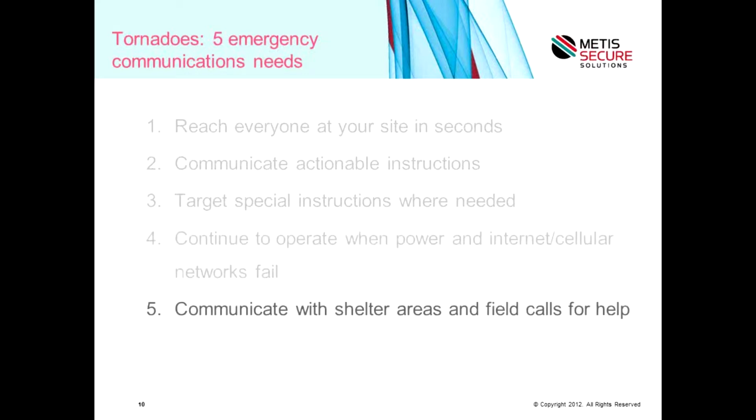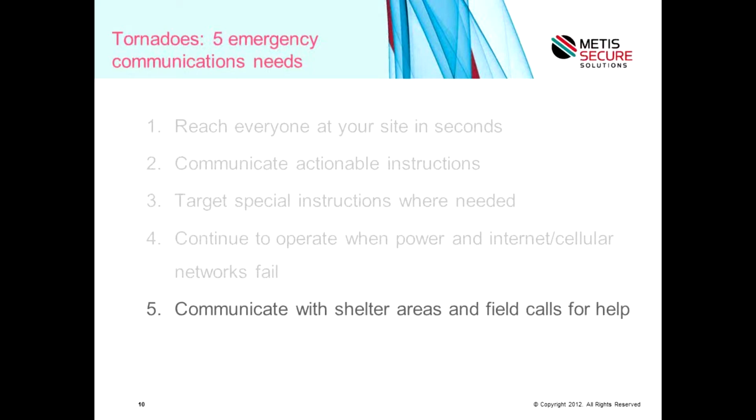A fifth emergency communications need is two-way communications with shelter areas and individuals in need, both during an emergency incident and afterwards. During a tornado warning, emergency managers typically need to account for people who are on site. According to OSHA, workers, visitors, and customers should be accounted for as they arrive at tornado shelters. If there are multiple buildings and shelters at your site, emergency managers may need to confirm head counts and communicate status updates. You can't count on cell phones and data networks to be available during a mass emergency.